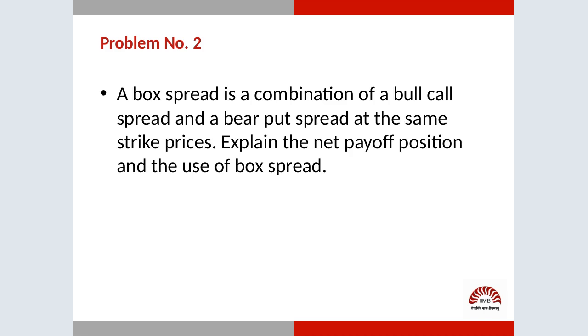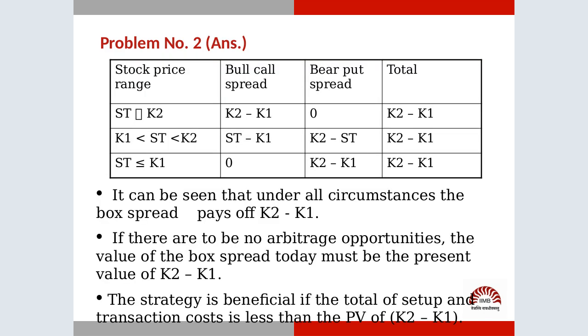Now look at this. A box spread is a combination of a bull call spread and a bear put spread at the same strike prices. What is a bull call spread? Remember, bull call spread is buying a call option at a cheaper price and selling a call option at a higher price. The bear is exactly the other way around. So what is the net payoff? How does the net payoff show up?